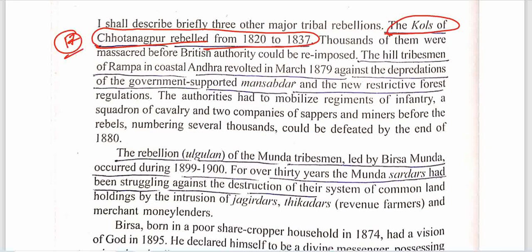The hill tribesmen of Rampa in coastal Andhra revolted in March 1879 against the depredations of the British government-supported Mansabdars and new restrictive forest regulations. These will be highly important.